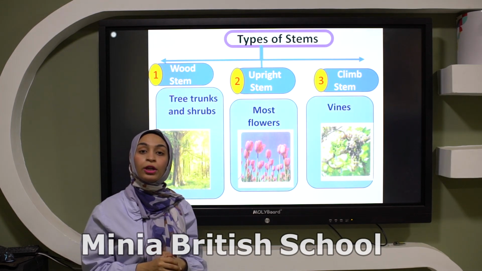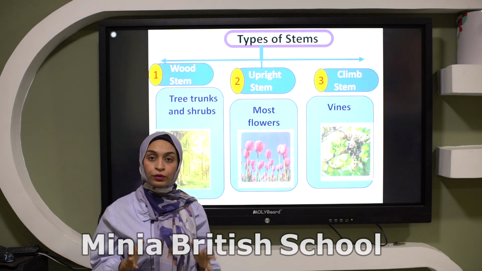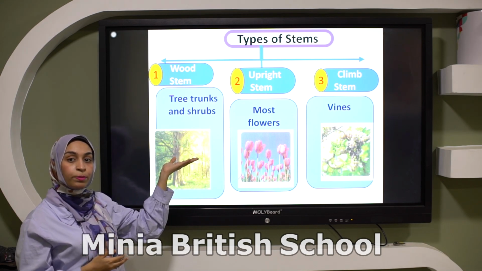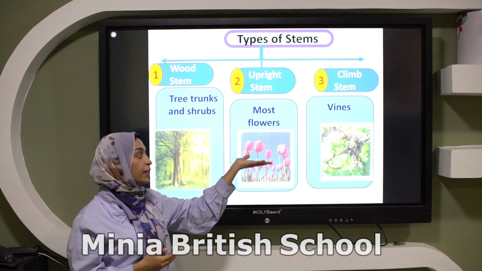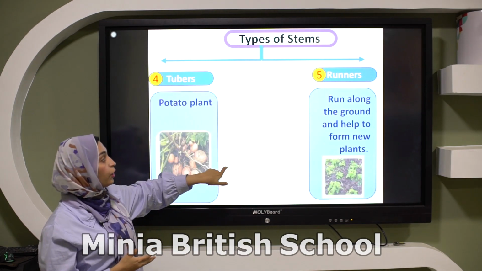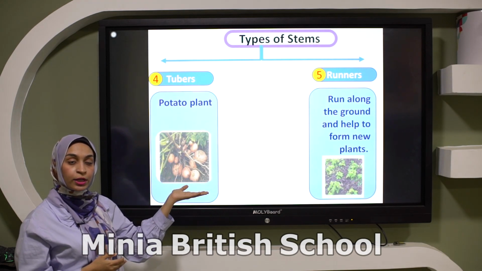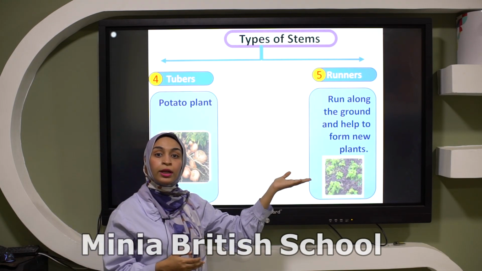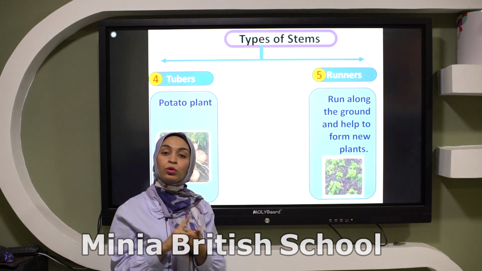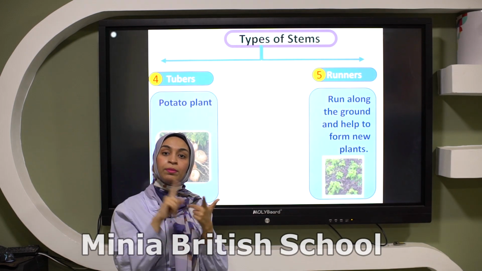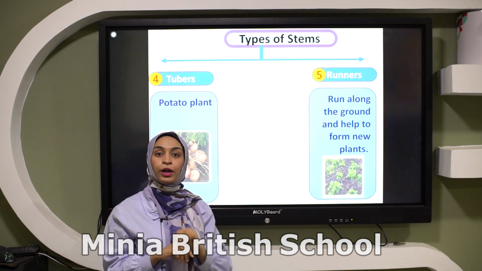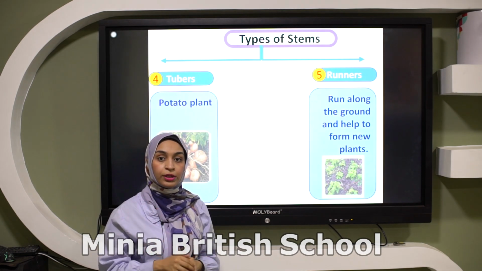We have many types of stem. Actually, there are 5 types. The first type is wood stem, like a tree trunk and shrubs; climb stem, as vines; upright stem, as most flowers. The fourth one, tubers such as potato; and runners, which run along the ground. So we have 5 types of the stem: wood stem, upright stem, climb stem, runners, and tubers. Don't forget these types.